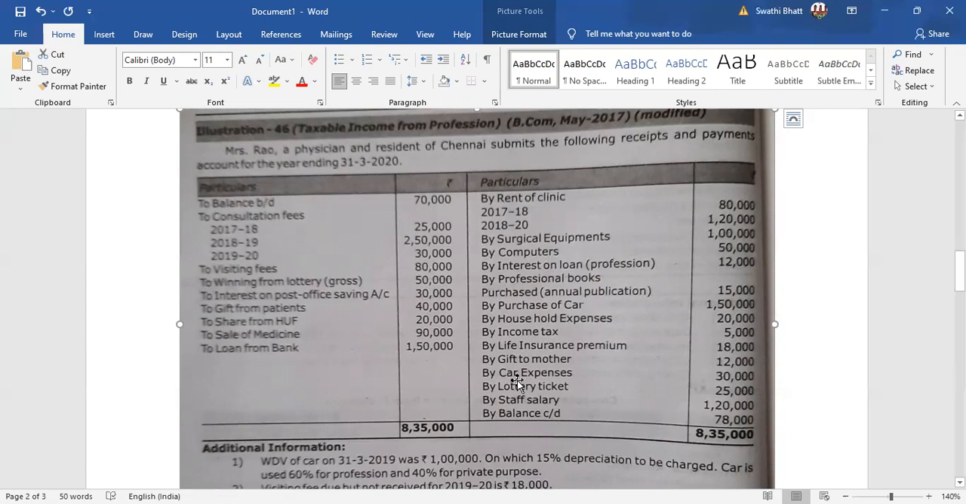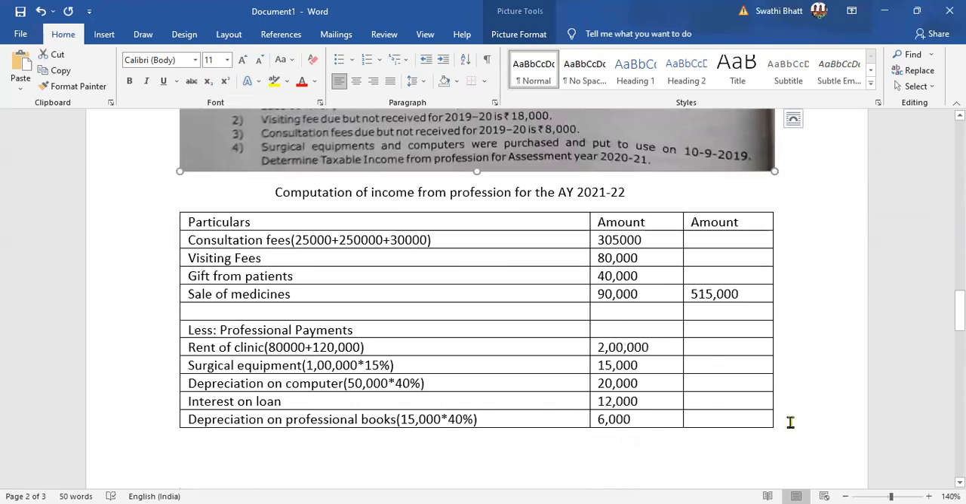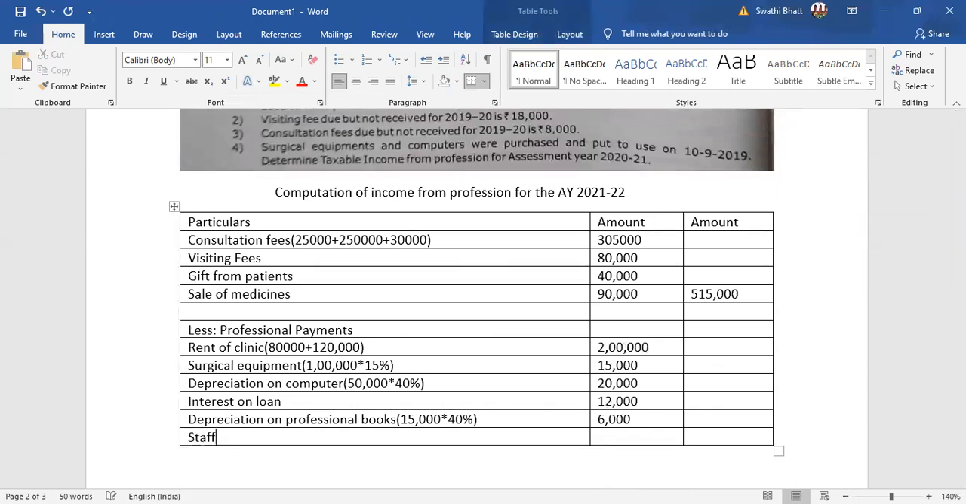Car expenses, about the car, we have a point. So we'll deal with the car part later. Lottery ticket, lottery has nothing to do with being a doctor. It has no connection to his profession. And the next one is by staff salary. Definitely, whatever salary you pay to the staff is related to the profession. So by staff salary, the amount of staff salary, if you look at it, it's 1,20,000, we'll record it.